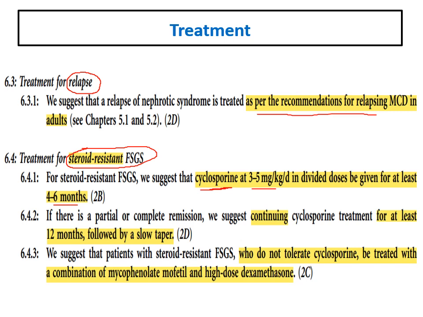If there is partial or complete remission with CNI, we suggest continuing cyclosporine treatment for at least 12 months, followed by slow tapering. So for steroid resistance, CNI, cyclosporine or tacrolimus, should be given for at least 4 to 6 months, and if there is remission, complete or partial, we continue for up to 12 months, followed by slow tapering. In steroid-resistant patients who don't tolerate CNI, they can be treated with a combination of MMF and high-dose dexamethasone.